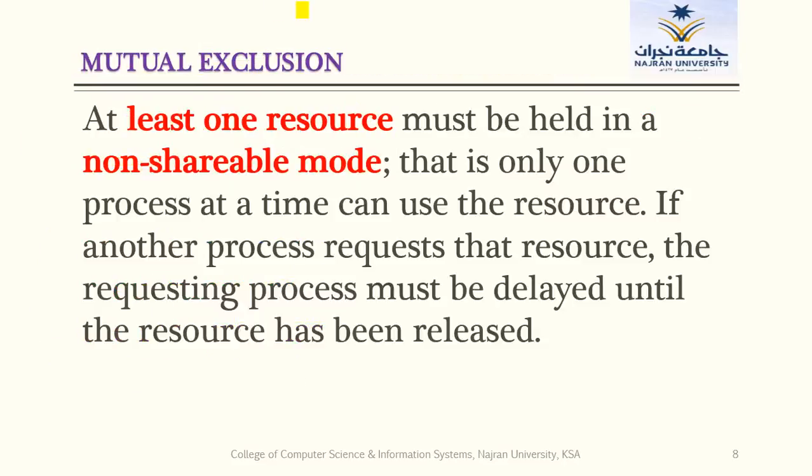Okay, now what is mutual exclusion? As its name shows, mutual, between processes. Exclusion. There is a fight. And why is there a fight? Because at least one resource must be held in non-shareable mode. If the resources in our system are not shareable, then the situation of deadlock can occur. Non-shareable means that only one process at a time can use the resource. We have only one instance of that resource and only one process can use it.